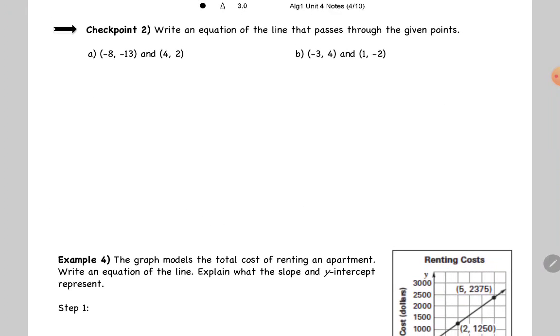Okay, write an equation of a line that passes through given points. A: 8 comma negative 13 and 4 comma 2. B: negative 3 comma 4 and 1 comma negative 2. So we're doing two different things. For A, we're just going to do the same thing. We're going to find the slope.